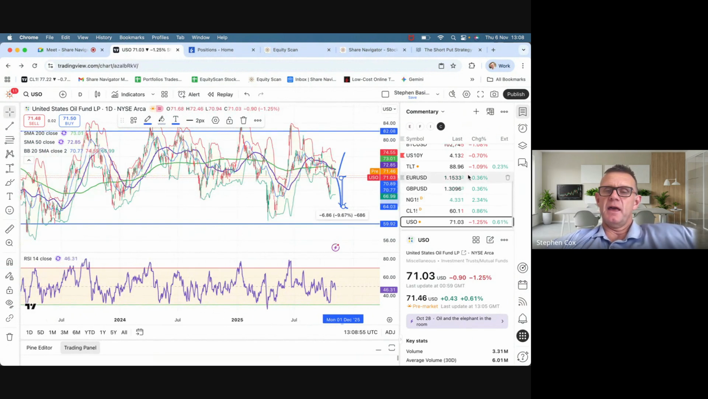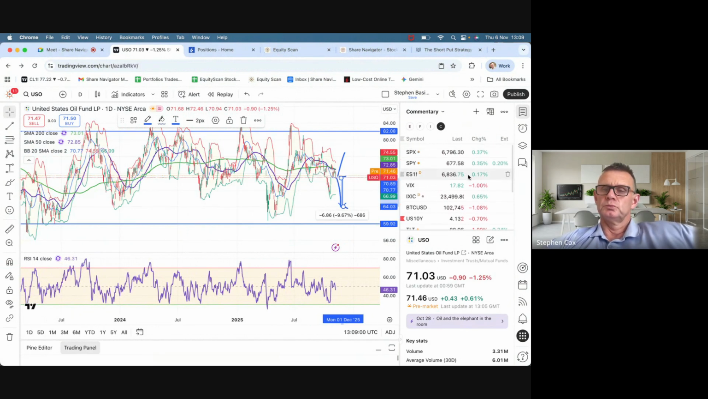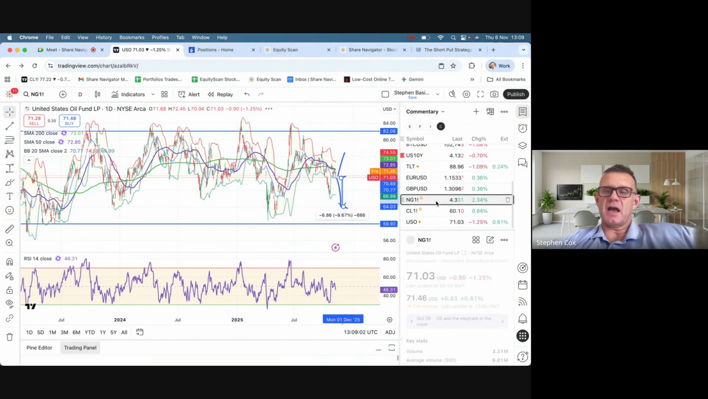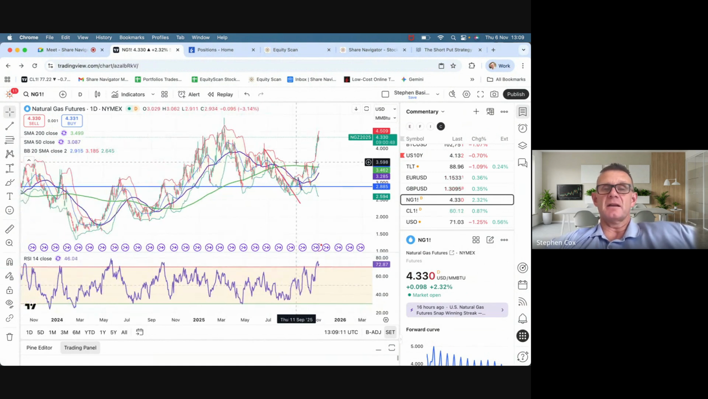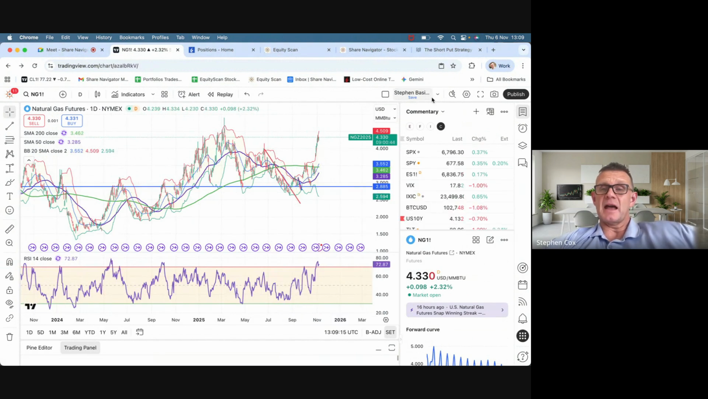Anyone else for anything crude oil? Nope. Okay. Natural gas, guys, not a runner. You can see it's had a jump on us because of the contract switch over, but then it's gained. The cold weather has come into the US, so it's gained. So there's nothing there on natural gas.